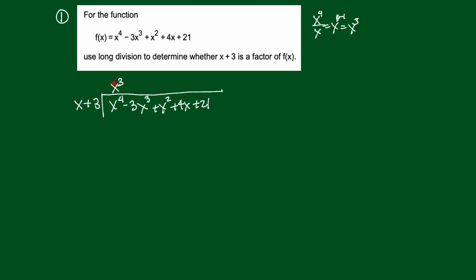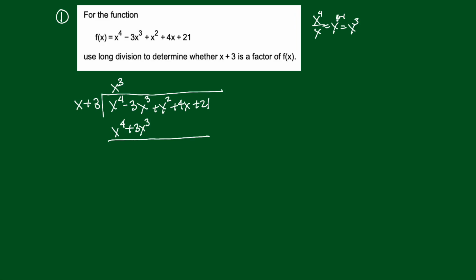So I'm going to multiply x cubed times x, and then x cubed times 3. Here's what we'll get. X cubed times x is x to the fourth, and x cubed times 3 is plus 3x cubed. Now there's the multiply, right? Now, subtract, all right? So I'm going to subtract.